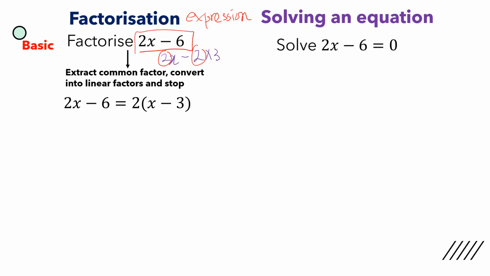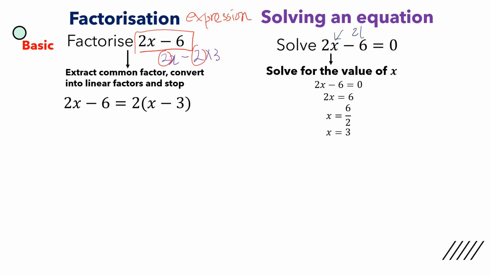But if you're asked to solve an equation, it's a different story. You factorize the left hand side. When you're asked to solve an equation, you're basically finding the values of x. In this case, the value of x is 3. When you substitute x to be 3 here, you're getting 0 on the right hand side. So x equals 3 is the value that satisfies the equation. When you solve an equation, it means you have to find the values of x that satisfy the equation.